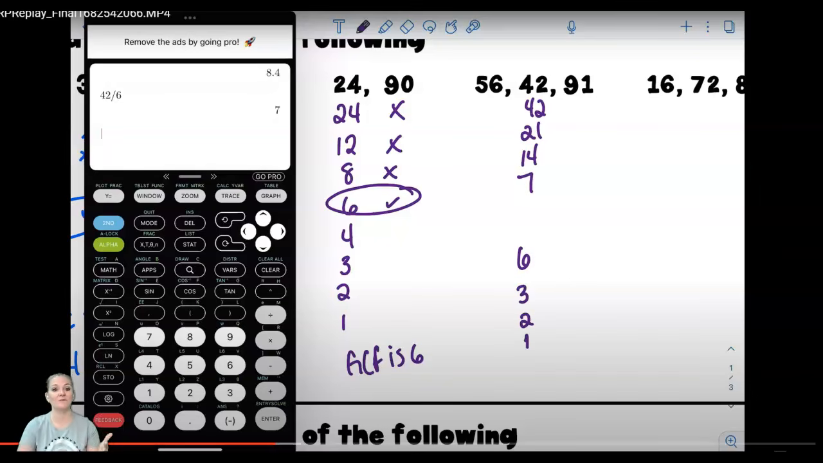Then I'm going to see which of those factors work in the other two. So I'm going to go to the 56 one.